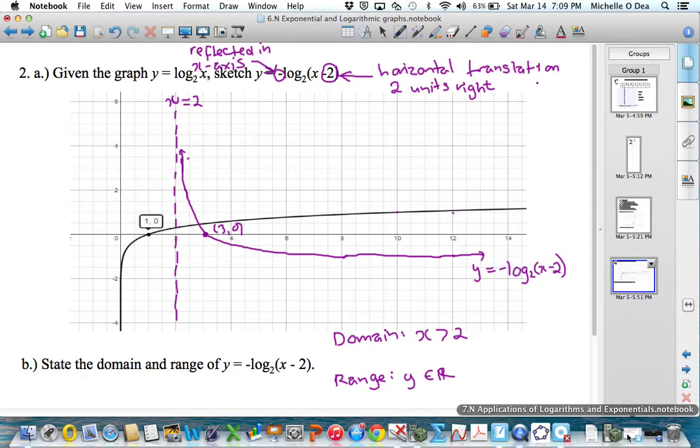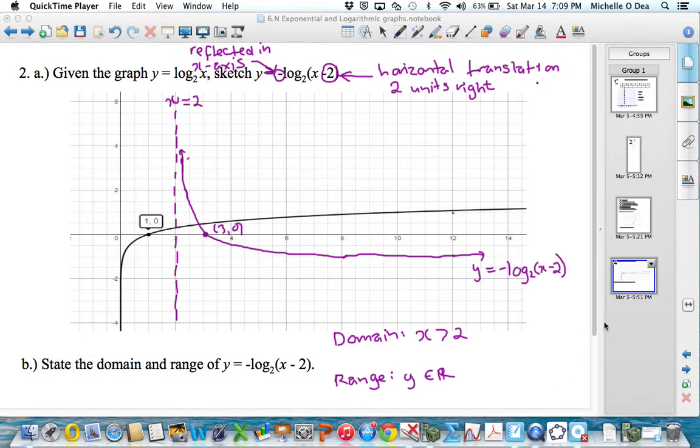Okay, so now you're going to try doing some curve sketching on your own. Good luck.